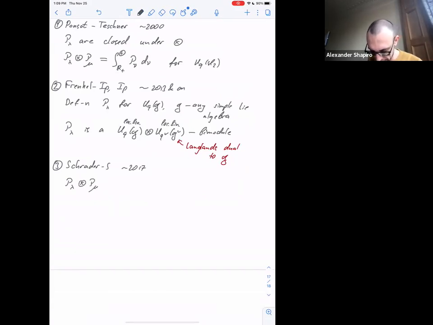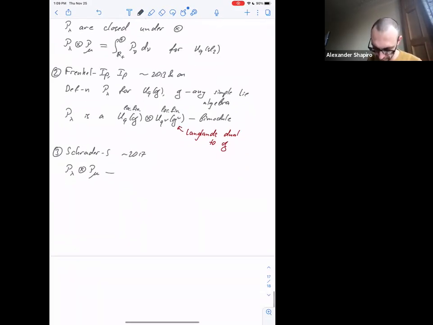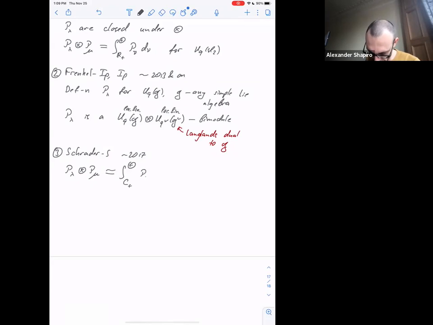So if you tensor multiply P lambda and P mu, you get again a direct integral over a positive Weyl chamber of P nu tensor M lambda mu nu. Sorry, and you need some measure over here. So for G being SLN.